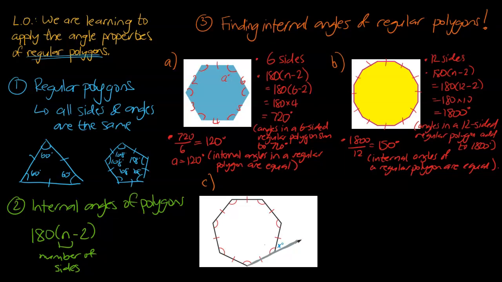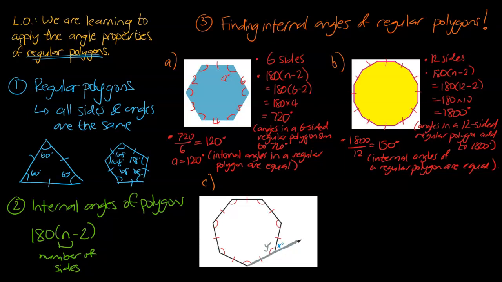So I don't know what this angle is, so I'm going to call it angle y. But angle y is an internal angle of this regular polygon. So I need to find out what angle y is. Once I've found out what angle y is, I can then figure out what angle x is.